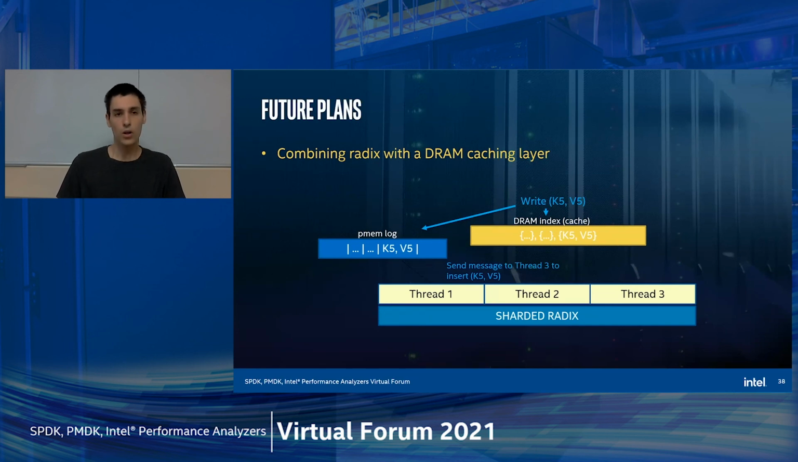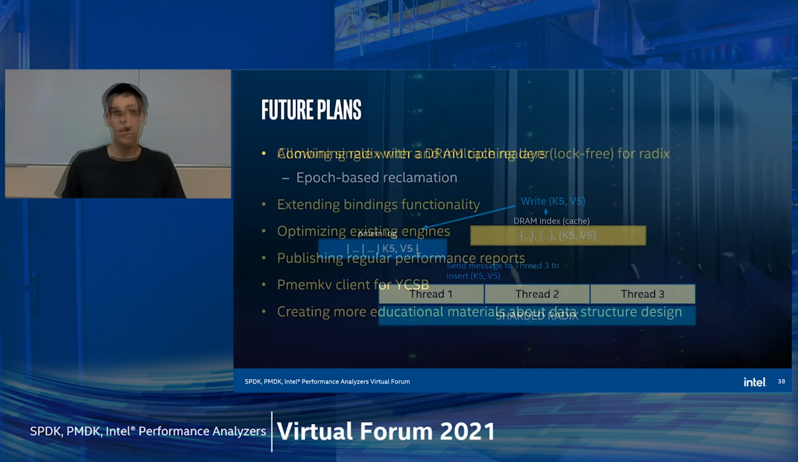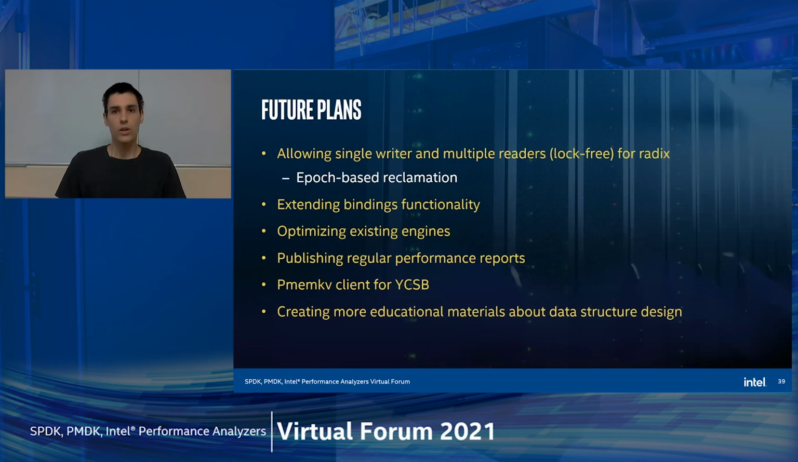And apart from updating the log, it also updates the DRAM index. Data from the log is moved to the Radix tree in a background thread. You can expect a more detailed explanation of this engine on our blog post pretty soon. Apart from that, we are also working on solving the problem of memory reclamation. It will allow a single writer and multiple readers to execute concurrently for some of our existing data structures, mainly Radix tree, and it will also help to make the csmap delete operation concurrent.